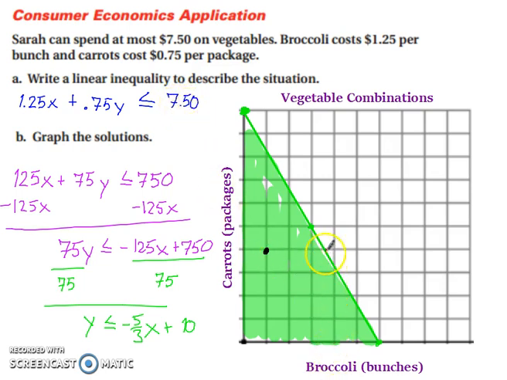She could also pick up 3 bunches of broccoli and 5 packages of carrots. Anything in the shaded region is a solution. Anything out here is not a solution. And that ends our video lesson on solving linear inequalities.